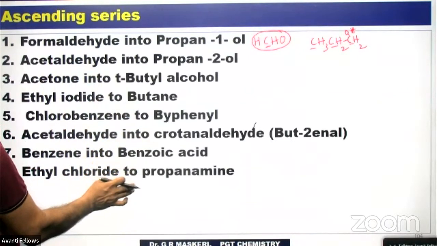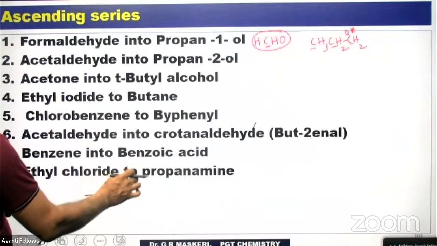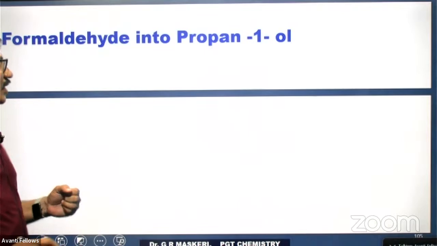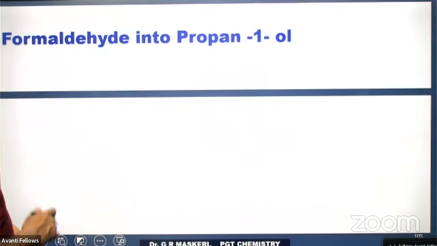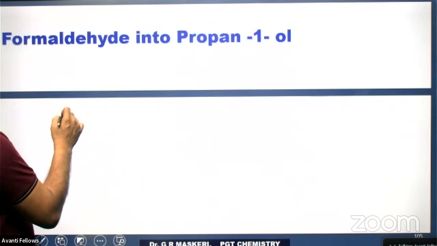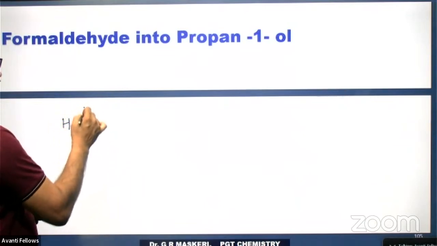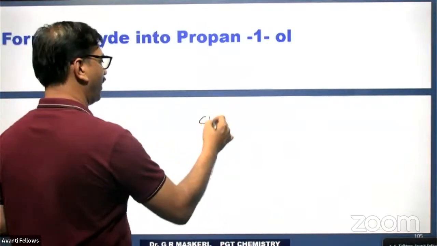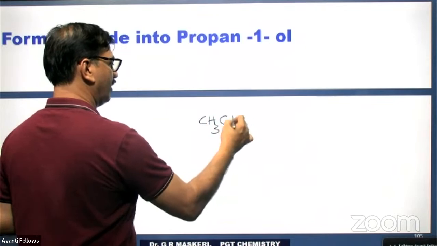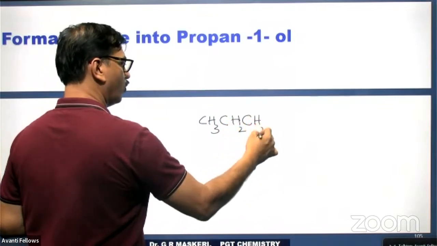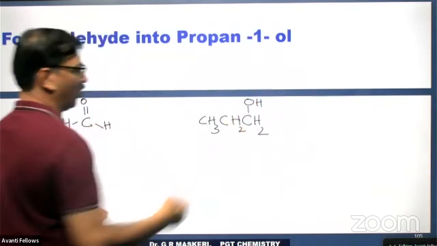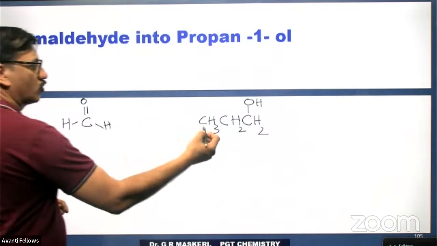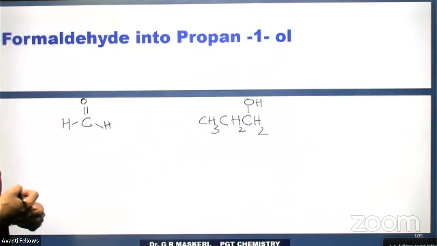I think I have to take up formaldehyde into propane 1-ol. Some problem with the sliding of that. So the first question I would like to take is formaldehyde to propane 1-ol. Formaldehyde I will write in this way. And propane 1-ol is CH3CH2CH2OH. So we need to introduce two carbon atoms.